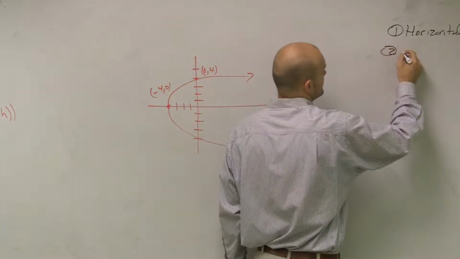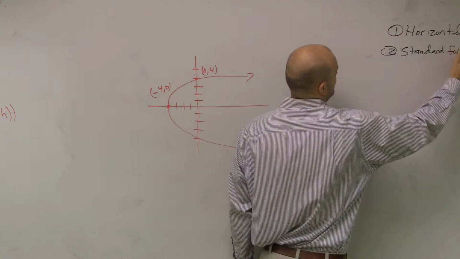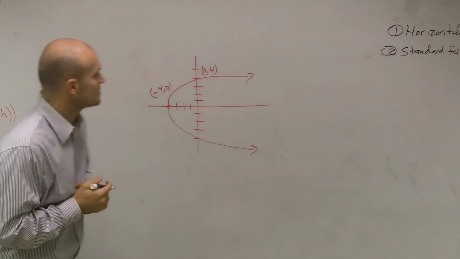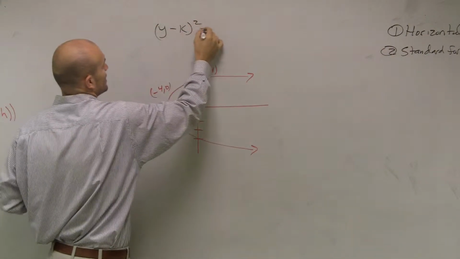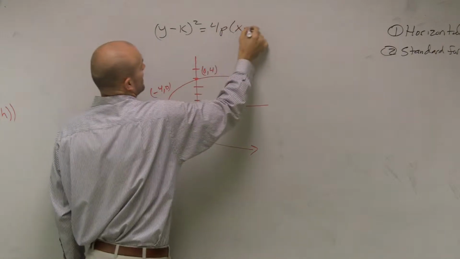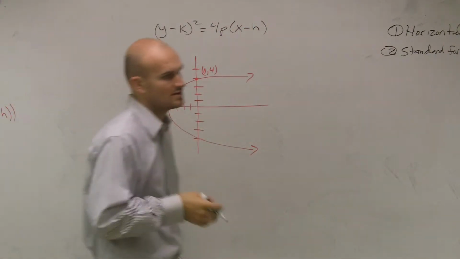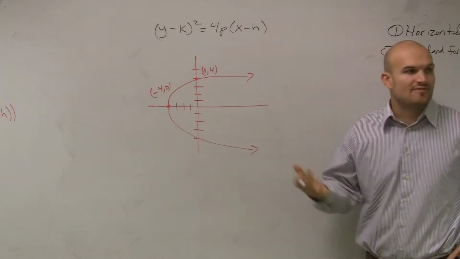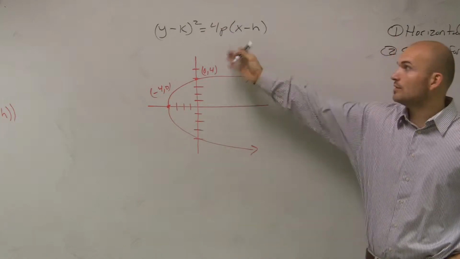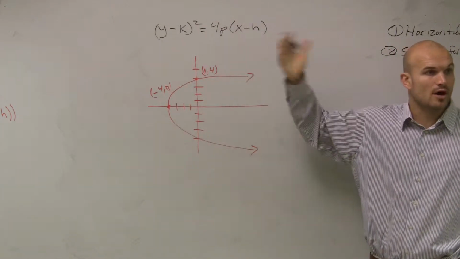The next thing, we need to write out the standard form. So when we have a horizontal, we're going to have y minus k squared equals 4p times x minus h. Okay, because that's our standard form for a horizontal. And what they're asking us in this problem is to define the standard form of the equation. Well, here's our standard form, but now what we need to do is plug in the values that we know.